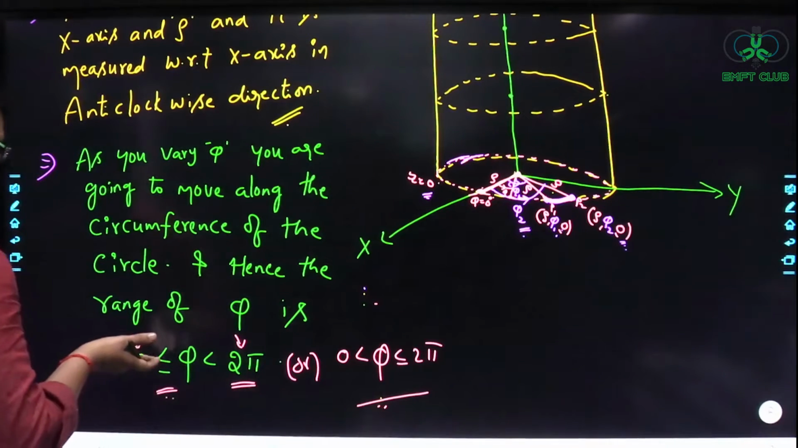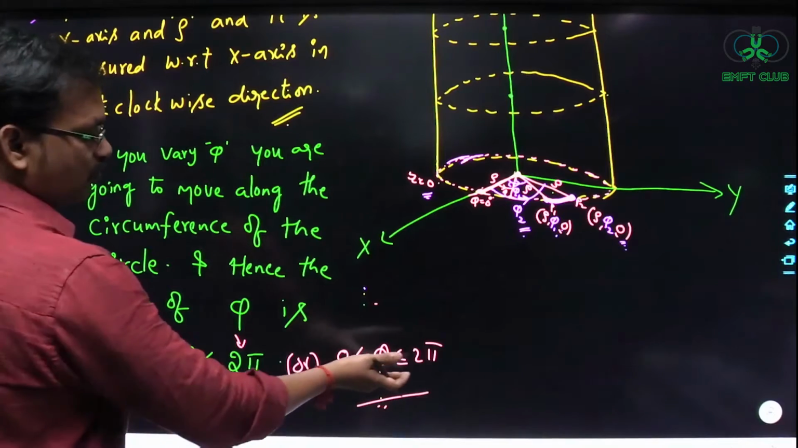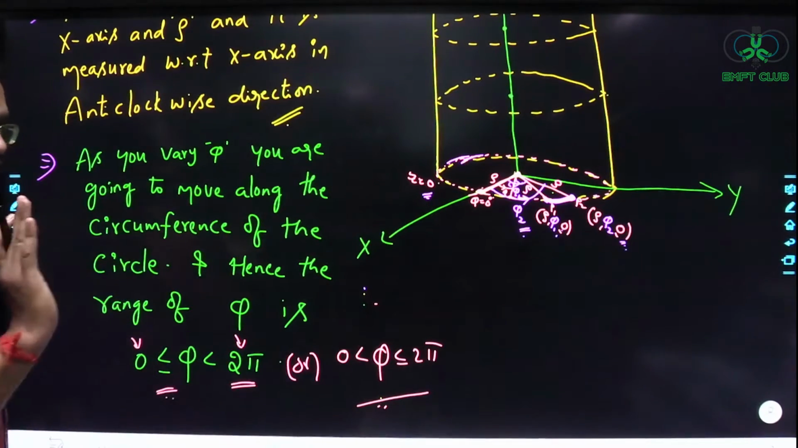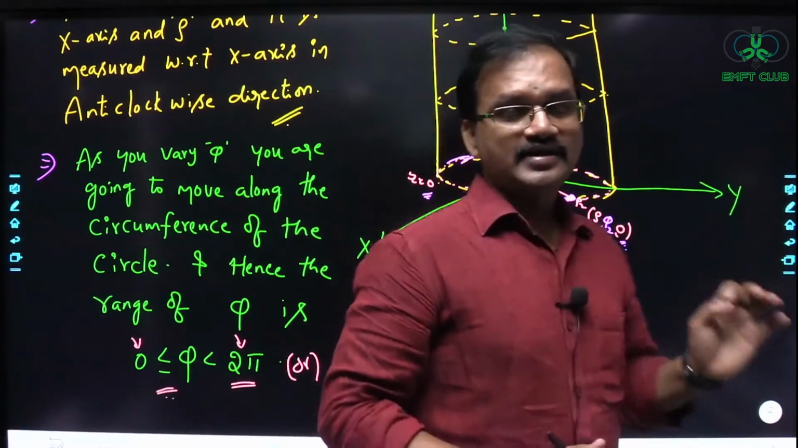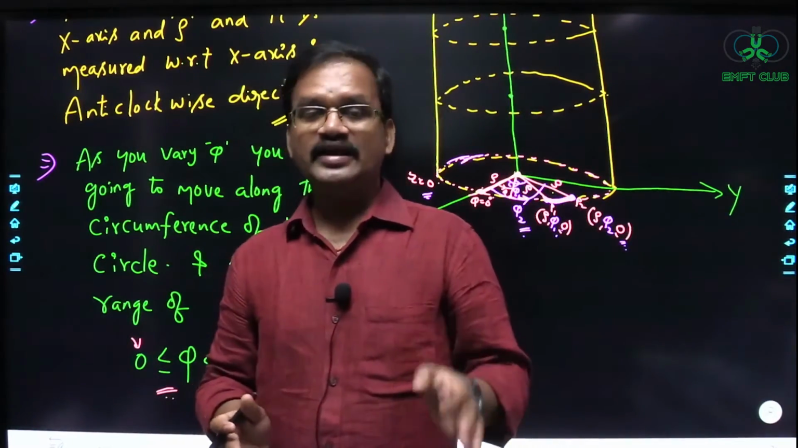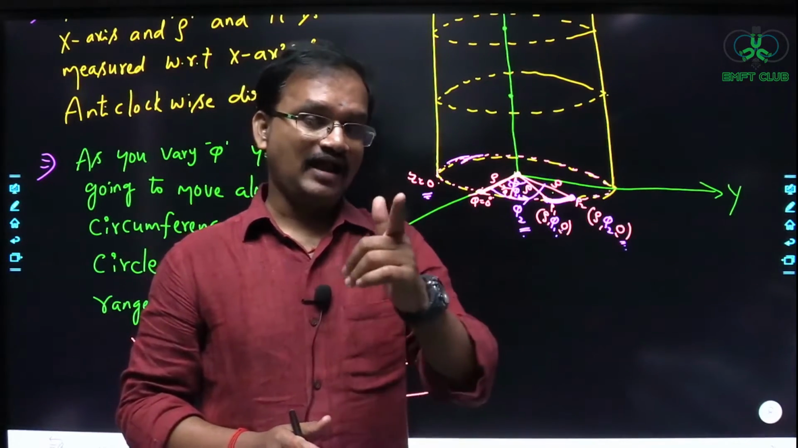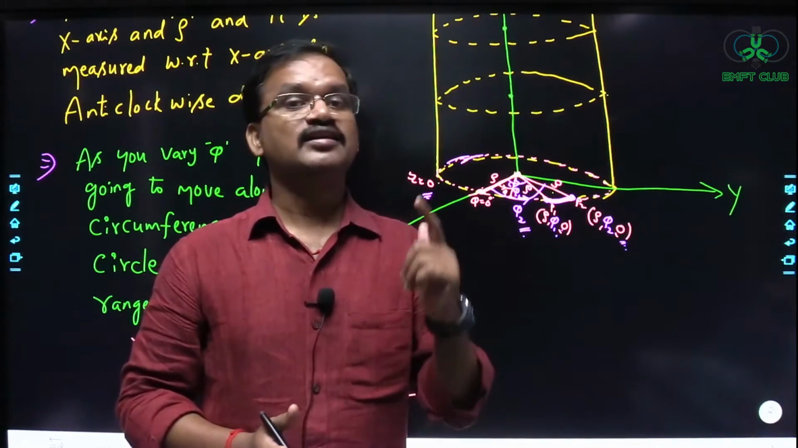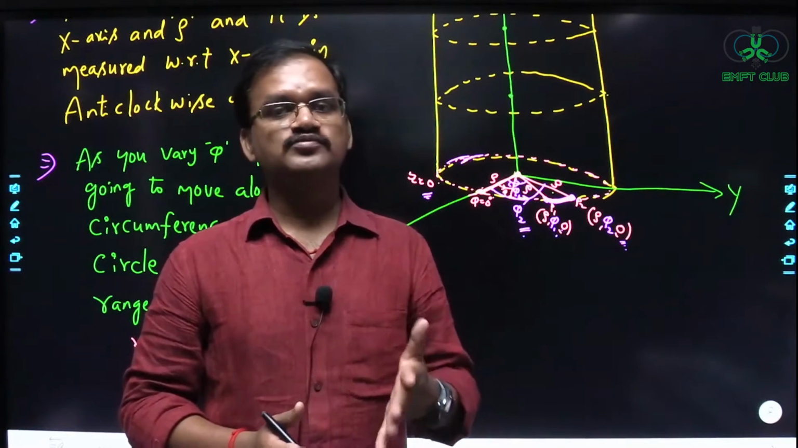So that's why if you put equality here, you should not put equality here. Or if you put equality here, don't put equality here. Understood? Okay. So phi is the angle between x-axis and rho, and it is measured with respect to x-axis in which direction? In anti-clockwise direction. And the range of phi is varying from where to where? From 0 to 2 pi.